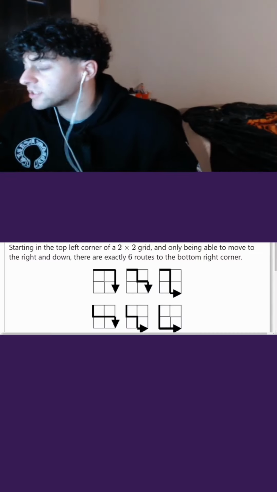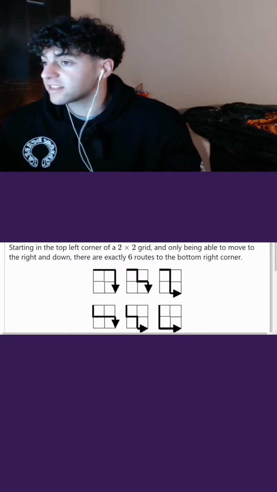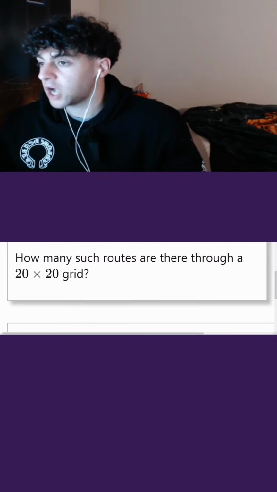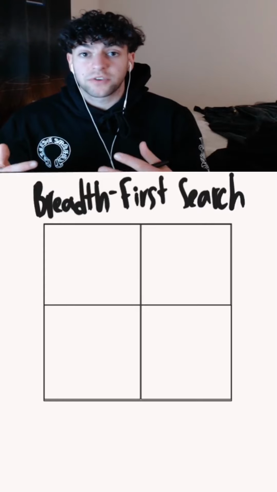So we're told that starting in the top left corner of a 2x2 grid and only being able to move to the right and down, there are exactly 6 routes to the bottom right corner. And we have to find how many unique routes there are from the top left to the bottom right through a 20x20 grid. One way of solving this problem is using breadth first search, or BFS.